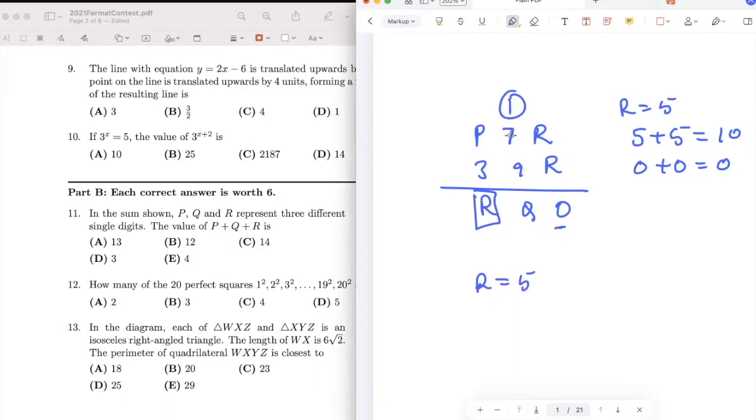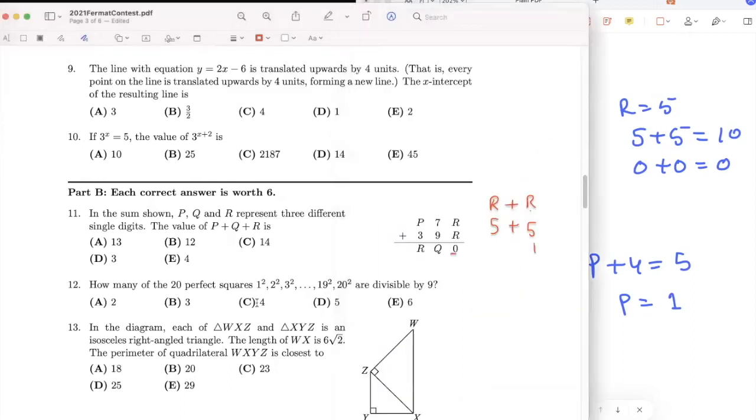So 9 plus 7, 16 plus 1, 17. So Q is 7 and a carry 1 here. So P plus 4 has to be 5 because R is 5. So P is 1. So what is P plus Q plus R? 7 plus 5, 12 plus 1, 13. Option A.